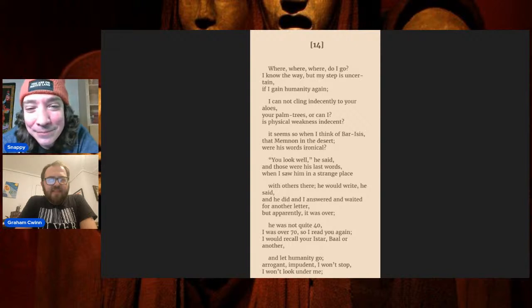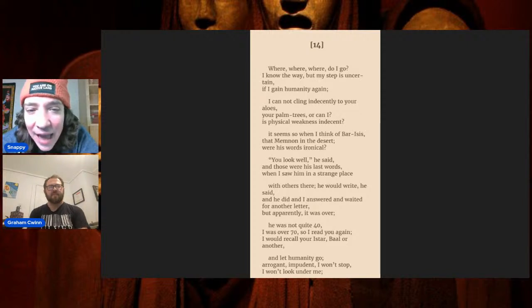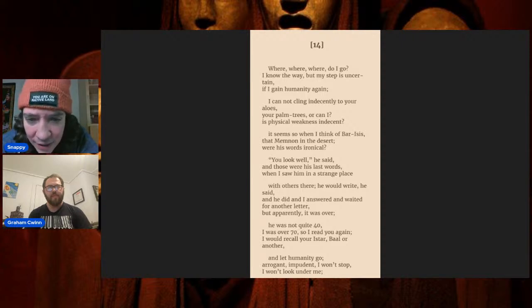Where do I go? I know the way, but my step is uncertain. If I gain humanity again, I cannot cling indecently to your aloes, your palm trees, or can I? Is physical weakness indecent? It seems so when I think of Bar Isis, that Memnon in the desert. Were his words ironical? "You look well," he said, and those were his last words when I saw him in a strange place, with others there.